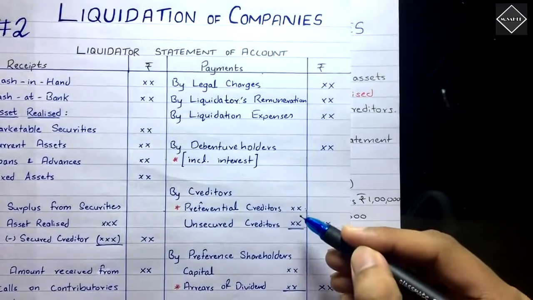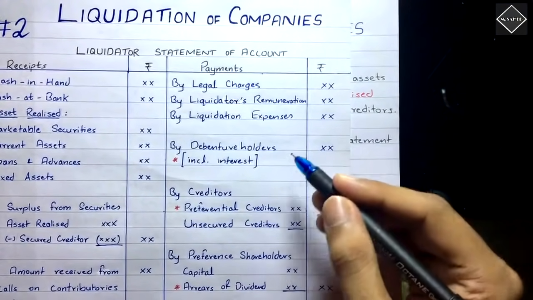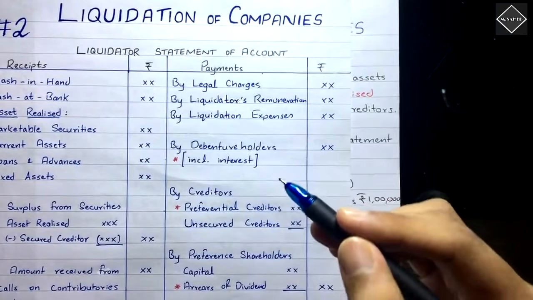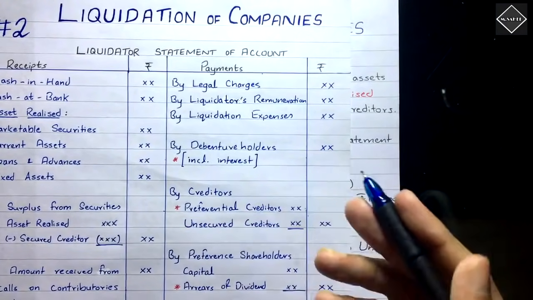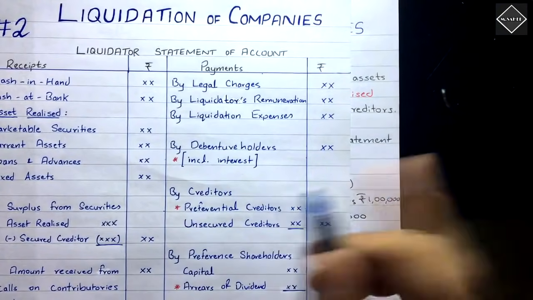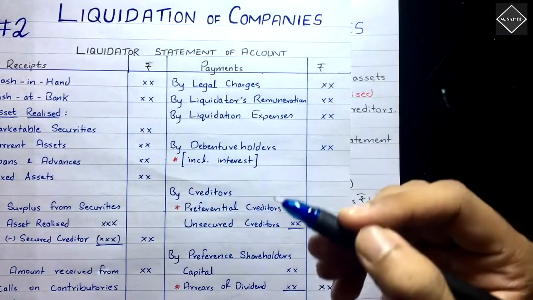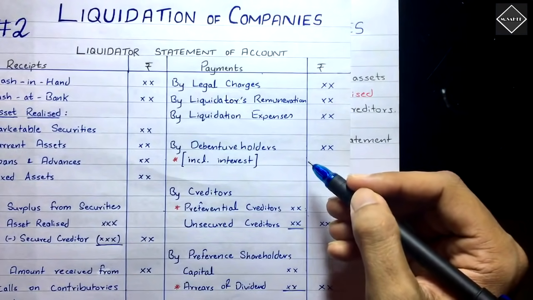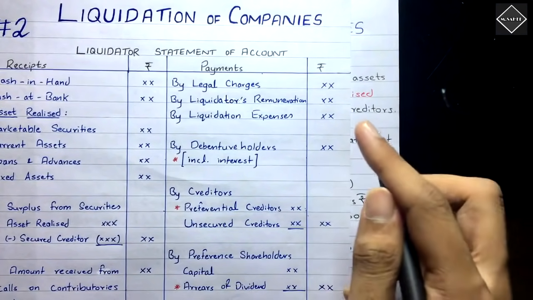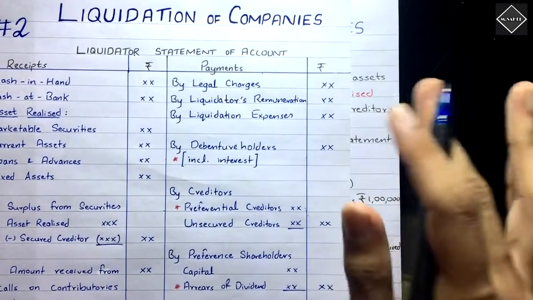Two types of creditor: preferential and unsecured. We have discussed preferential in much detail. Debenture holders, what do they get? They get accrued interest, or you can say interest outstanding, as well as interest till the date of payment if the company is solvent. Face value, outstanding interest, and then interest till the date of payment if the company is solvent. If the company is insolvent, then only the face value of debentures and the outstanding interest, that's it.